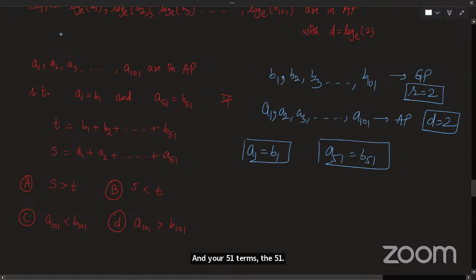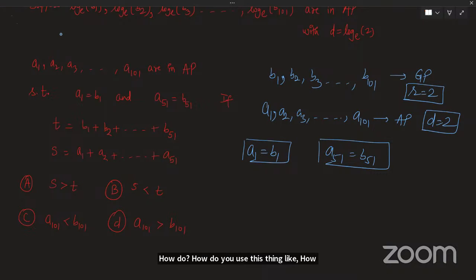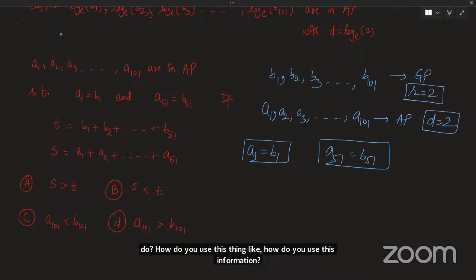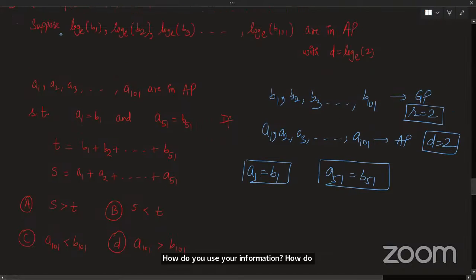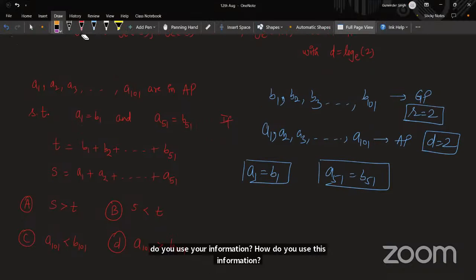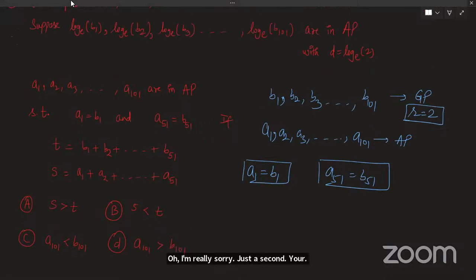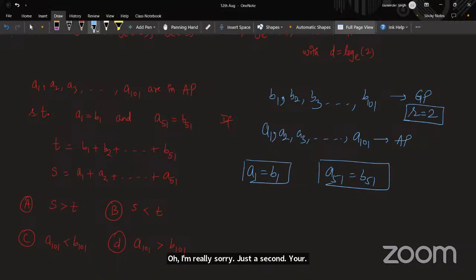How do you use this information? Your A51 is equal to your B51. How do you use this information? Oh, I am really sorry. Just a second. Your common difference is 2 is not given to you. Sorry. The common difference is not given to you in the question.